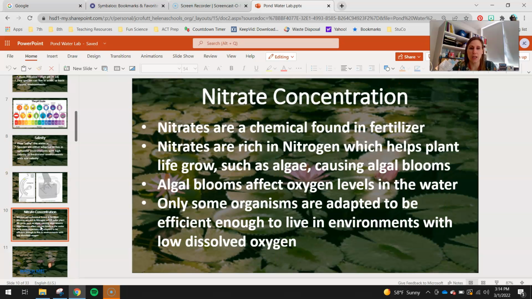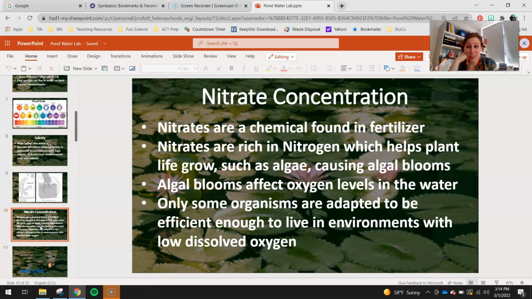And then finally, nitrate concentration. So there's going to be a little bit that we learn about nitrate. Nitrates are a chemical found in fertilizer, and obviously we use fertilizer to make plants grow. That being said, nitrates are rich in nitrogen, and that's what the plants really like when they are looking at higher growth. So they're rich in nitrogen, which helps plant life grow, such as algae.